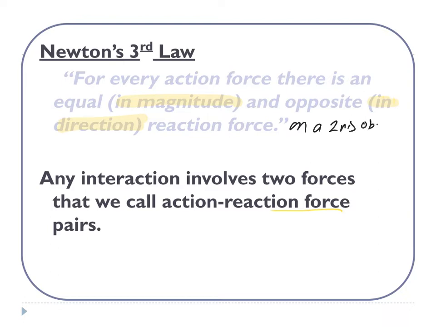Now, when I talked to you guys about first and second laws, I was very careful to make clear that those are about all the forces that are acting on a single object. Newton's third law is a little bit different. It's about an interaction between two objects that involves two forces, two objects and two forces. And we call this interaction an action-reaction force pair. Sometimes it's called action-reaction pairs.